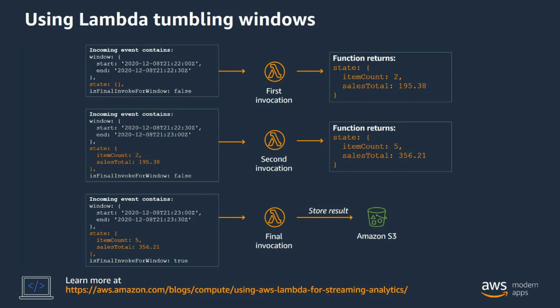The first invocation returns a value in the state, in this case, the item count and sales total. When Kinesis invokes the second Lambda function, it passes the state it received from the first. When the final invocation occurs, there is a new attribute in the event payload indicating that it's the last one. You can then choose to durably persist the calculation result in S3, DynamoDB, EFS, or another downstream service.